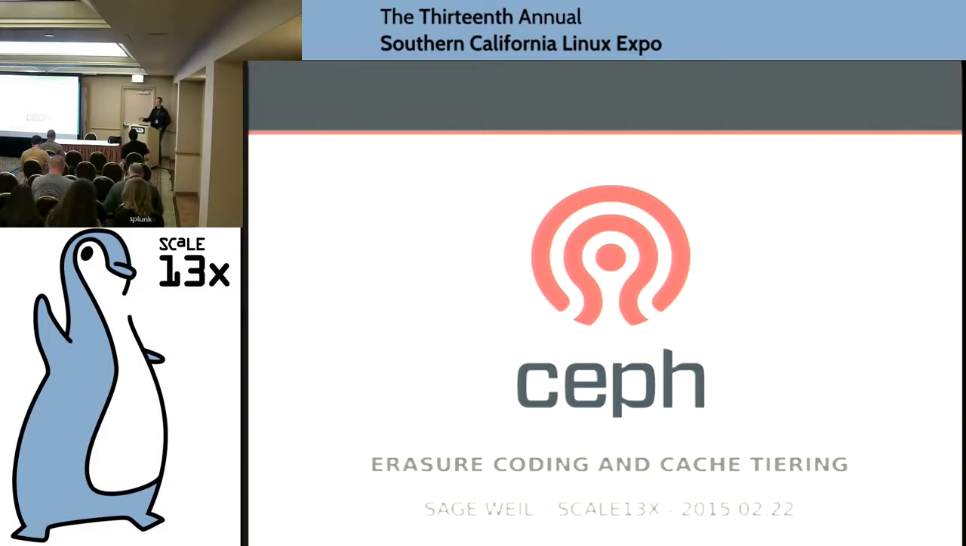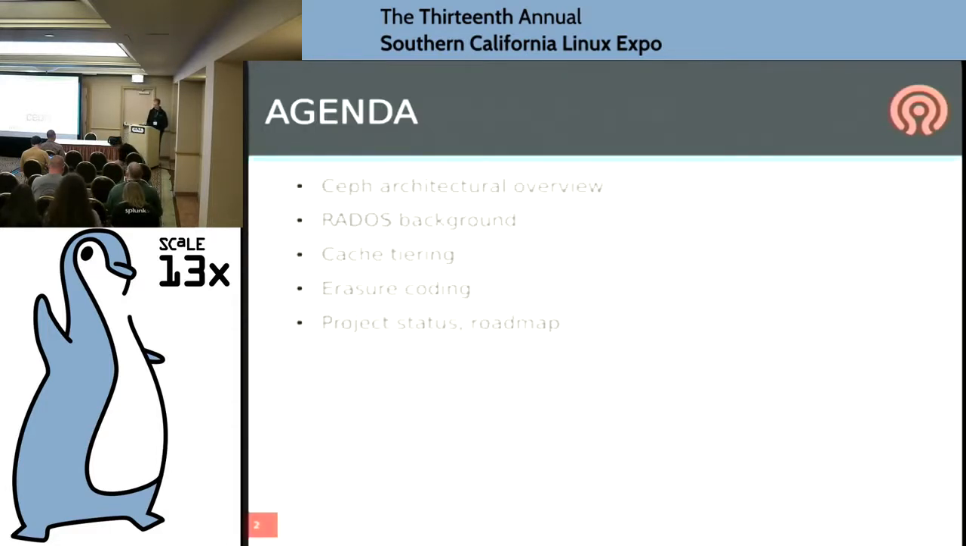So anyway, my name is Sage. I'm going to talk about Ceph, and specifically the erasure coding and tiering features present. So just a very high-level overview. I'm going to spend a little bit of time talking about some Ceph background, what the system encompasses and how it's put together. I'll talk about Rados, which is the low-level object layer that it's all built on, and then cache tiering, erasure coding, and then give you a bit of a status update.